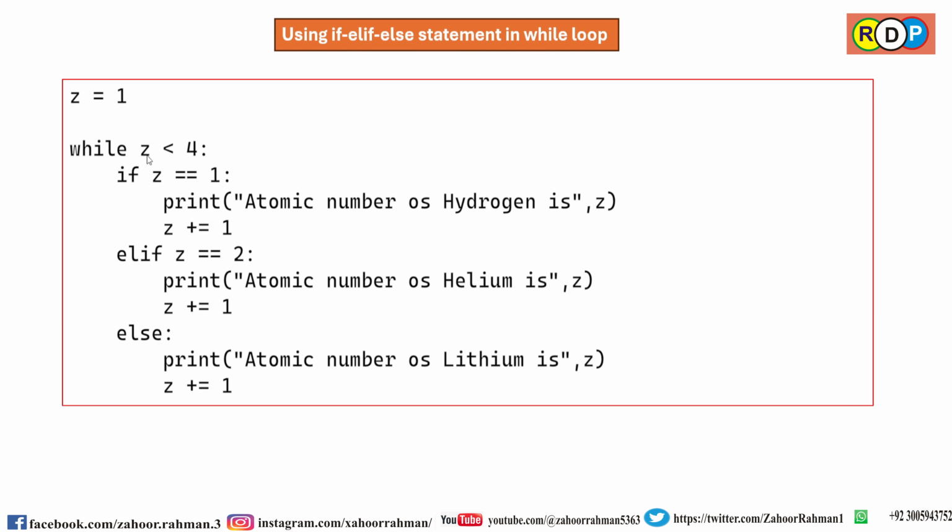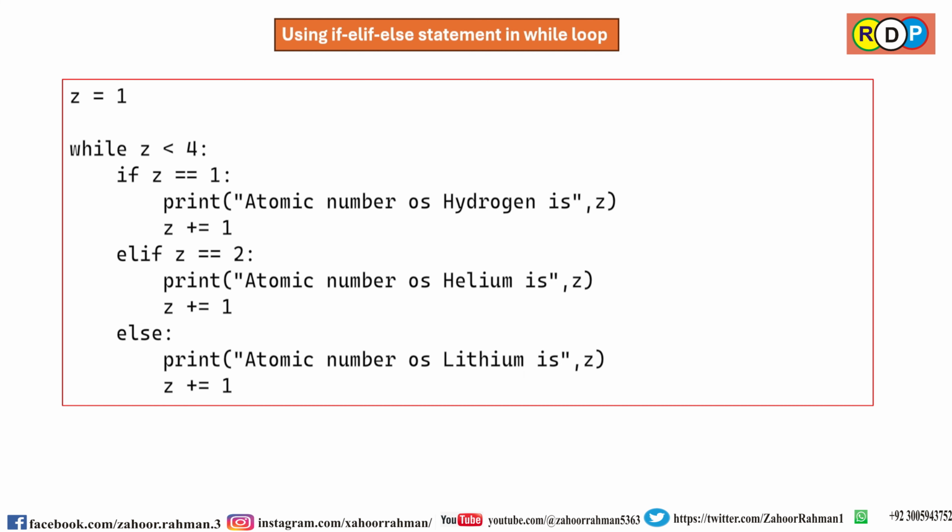Again it will go to 3. 3 is less than 4, yes, it is true. It will check this one, this is false. It will check this one, this is false. It will check the next condition. If this is true, then it will print atomic number of lithium is 3, and then it will increase 3 by 1. So when it becomes 4, 4 is less than 4 is not true, so it will get out of the loop body.